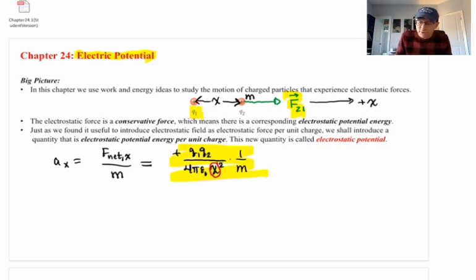But if we can introduce work and energy ideas, that might give us another set of tools that would enable us to study that motion of particle 2. And that's what we're going to do in this chapter. We're going to use work and energy ideas to study the motion of charged particles that experience electrostatic forces.